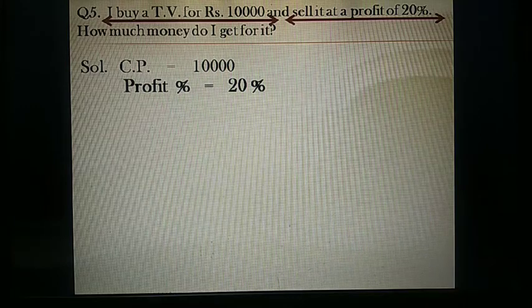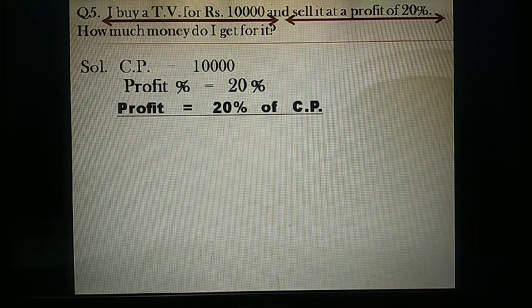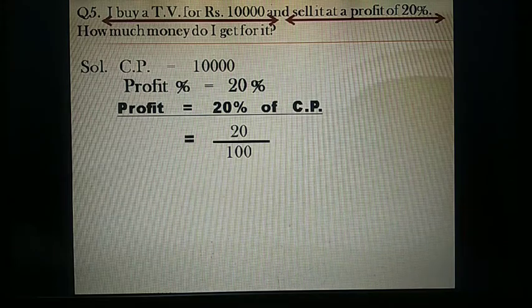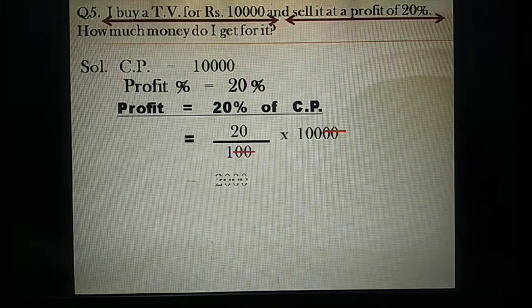Profit percent is 20% means your profit is 20% of cost price. Whatever you will get as 20% of cost price, that is the actual profit. So the profit percentage is given to you. You will find the profit as 20% of CP. 20% means 20 upon 100, of CP means into 10,000. Cancel the zeros here, and you will get the profit as 2,000.